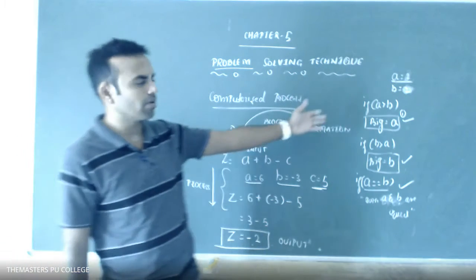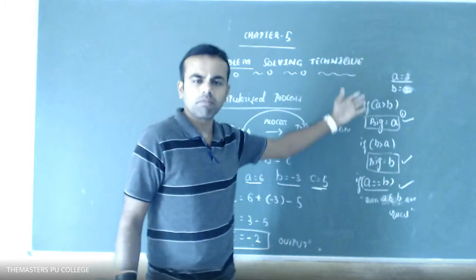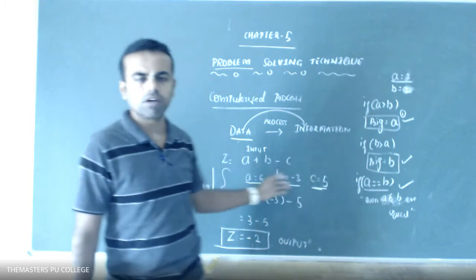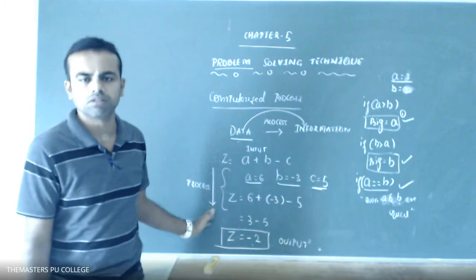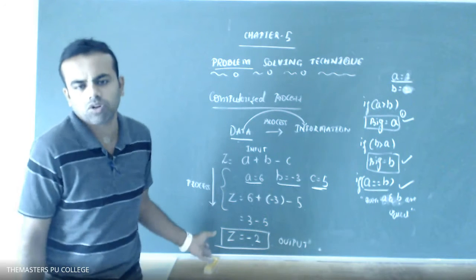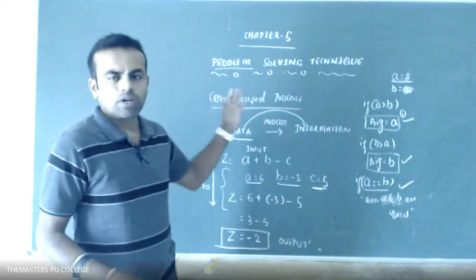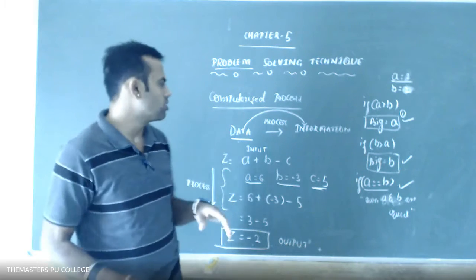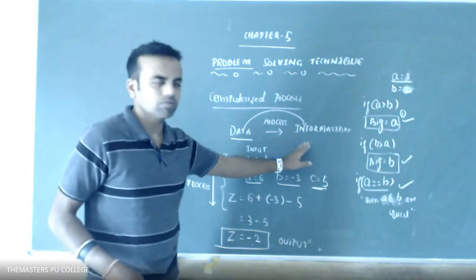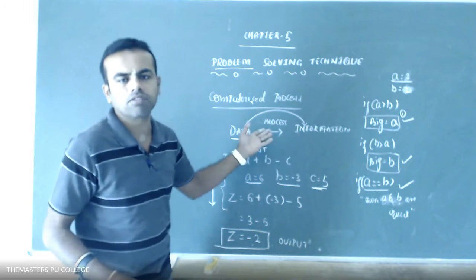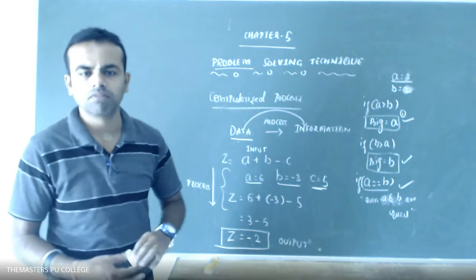This is also a problem solving technique. This is my logical problem, and this is my problem with respect to mathematics, an arithmetic expression. We saw it. This is what we call a computerized process: converting the data into meaningful information by the activity of processing. Is that clear?